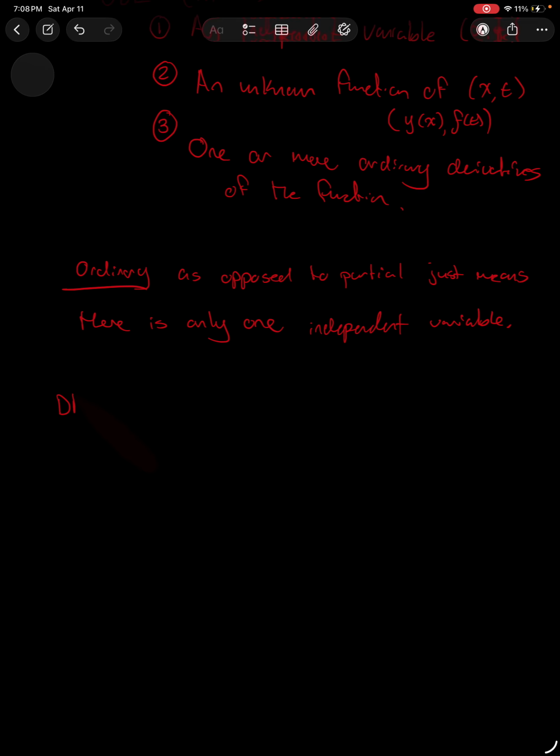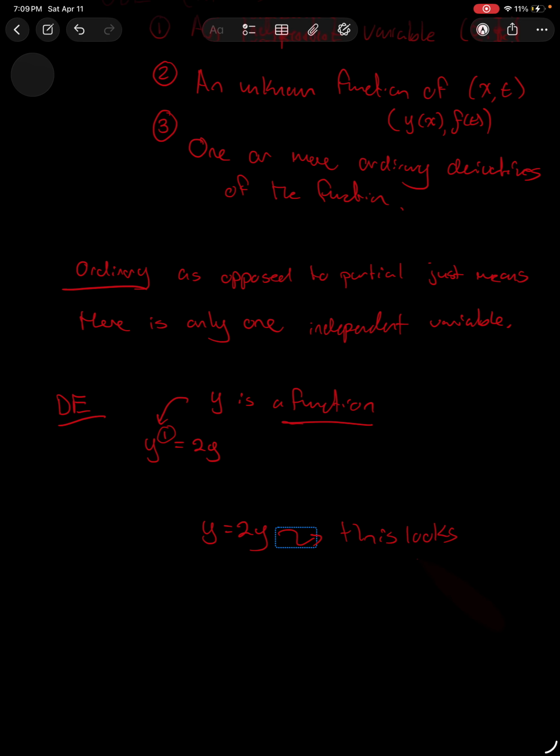So here's an example. Y prime equals 2y. Y is a function. Okay. So that's what this little prime tells you. If this was just y equals 2y, we might assume this is algebraic. Right? And here we would solve this by subtracting y from both sides, and we would find the solution to be y equals 0. It's the only solution for this equation.